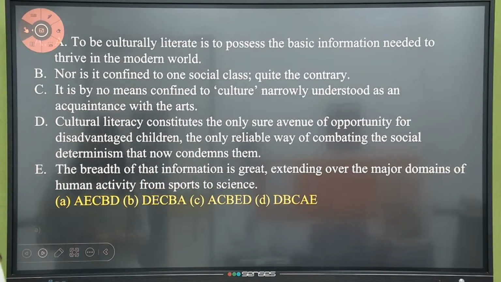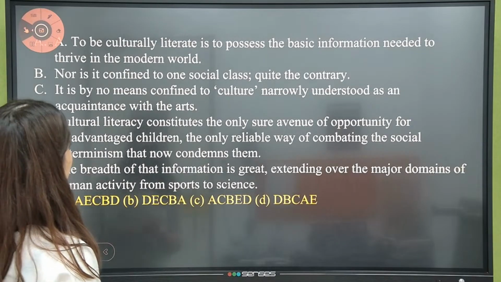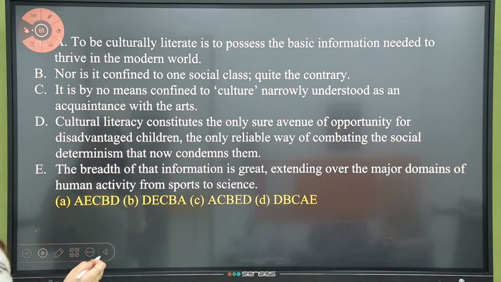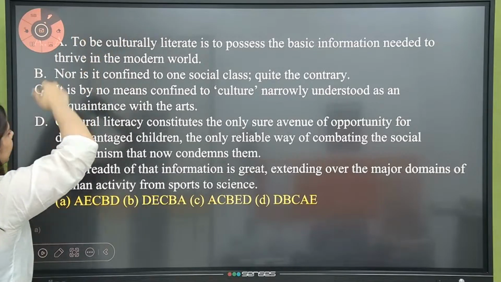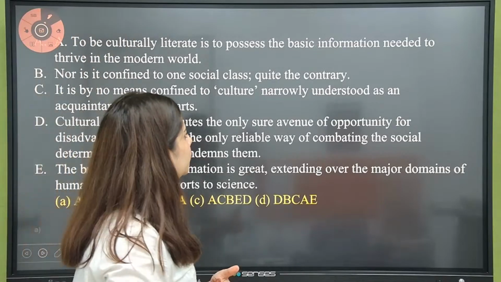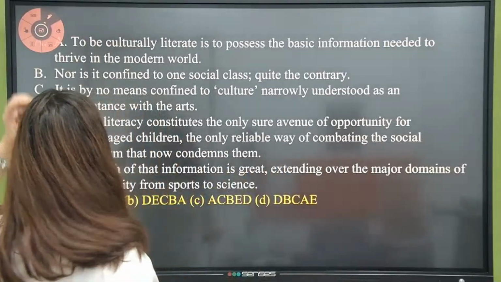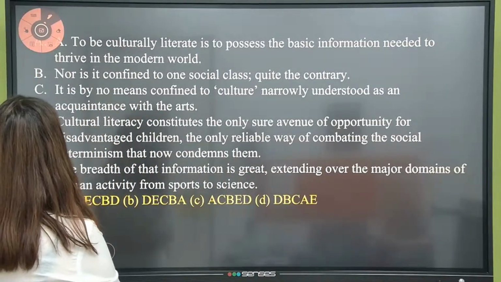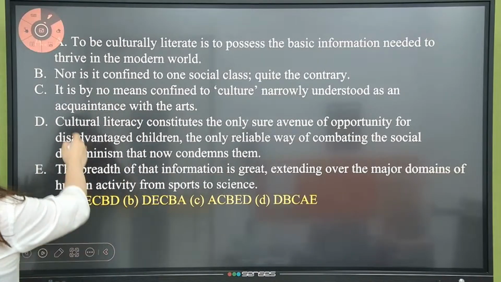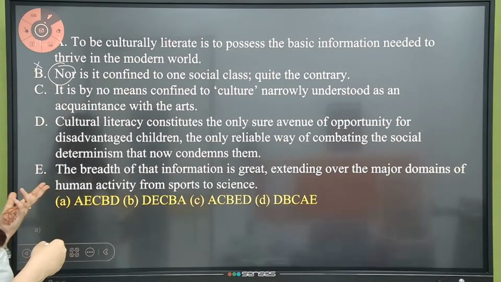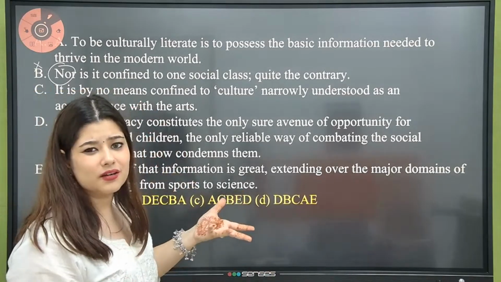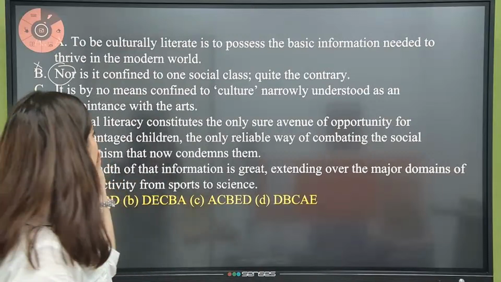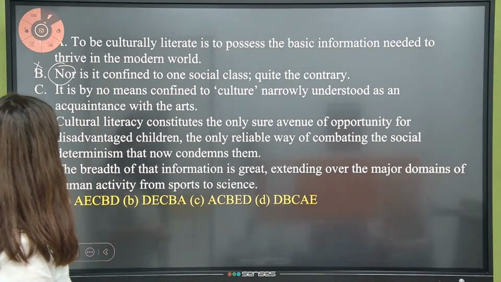Next, to be culturally literate is to possess the basic information needed to thrive in the modern world. Looks like a completely doable introductory sentence. So yes, let's keep A into consideration. Nor cannot be the introductory statement if it is starting with nor. It is a connector, it is a connecting word, so we cannot put that as our introductory statement.